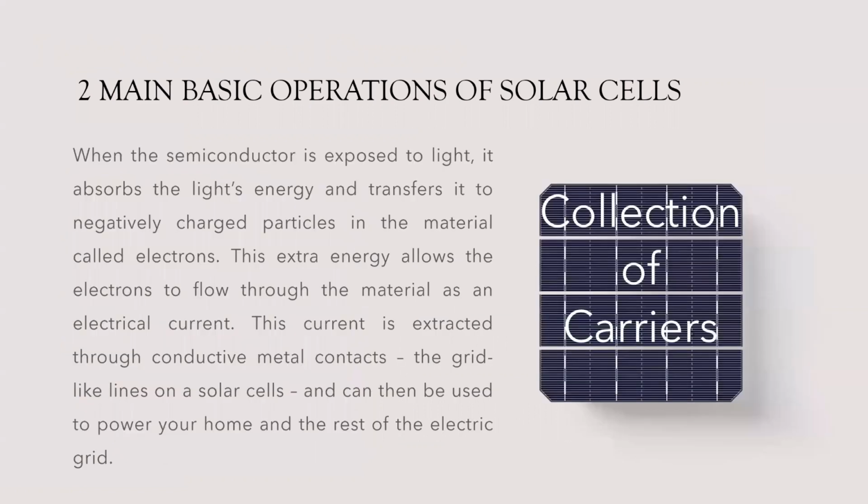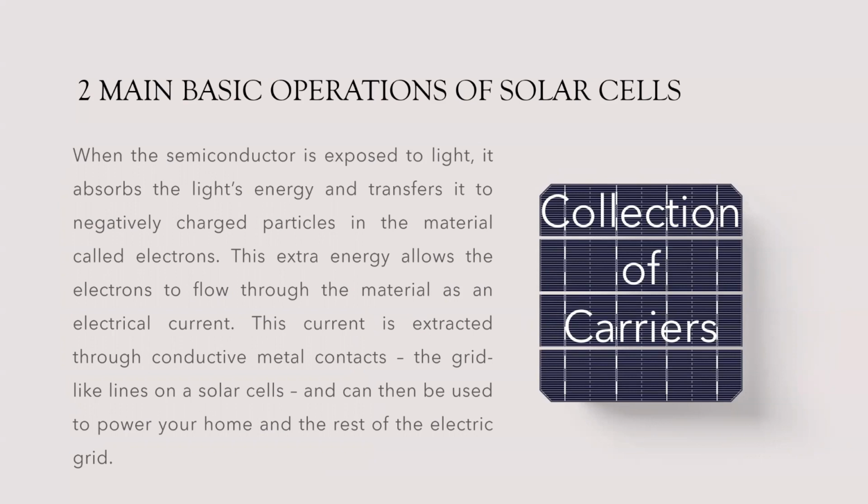When the semiconductor is exposed to light, it absorbs the light's energy and transfers it to negatively charged particles in the material called electrons. This extra energy allows the electrons to flow through the material as an electrical current. This current is extracted to conductive metal contacts, the grid-like lines on a solar cell, and can then be used to power your home and the rest of the electric grid.